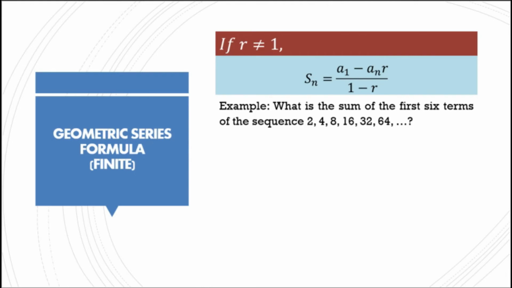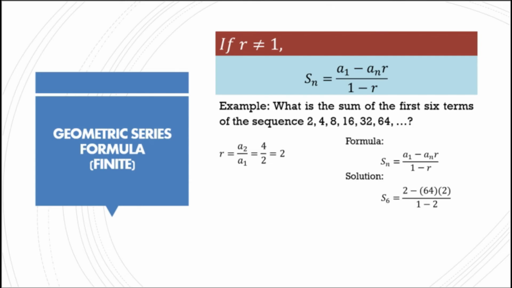Well, for us to determine it, we need to solve for the value of r first. We can use the formula a sub 2 over a sub 1, and then we have 4 over 2. 4 over 2 is equal to 2. Then we will be substituting the given to the formula. S sub 6 is equal to 2, the value of a sub 1, minus 64, the value of a sub n, which is a sub 6.